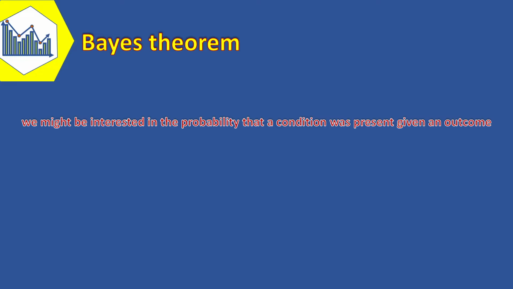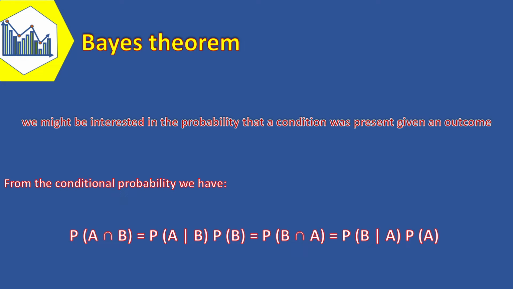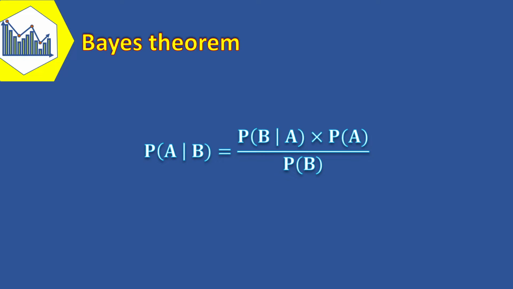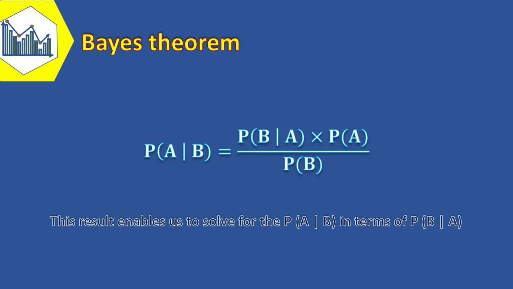From the definition of conditional probability, we have the probability of the intersection of A and B equals the probability of A given B times the probability of B, that is equal to the probability of the intersection of B and A. And it is also equal to the probability of B given A times the probability of A. Now, considering the second and last terms in the preceding expression, we can write the probability of A given B equals the probability of B given A times the probability of A over the probability of B. And this is a useful result that enables us to solve for the probability of A given B in terms of the probability of B given A.